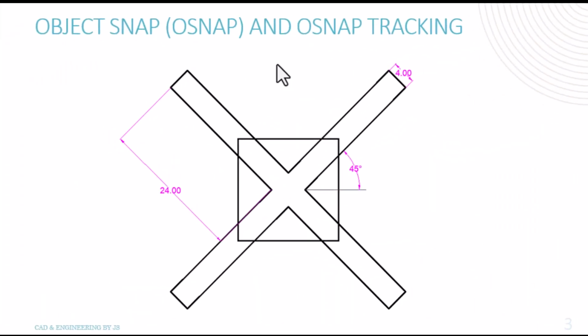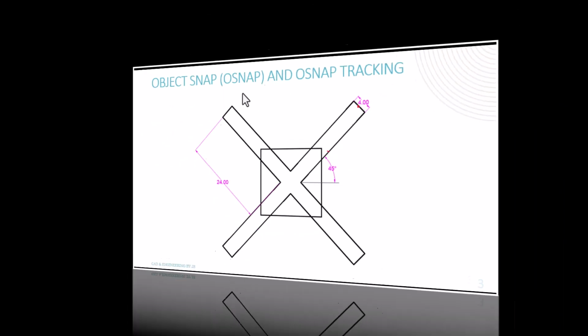Let's now illustrate how to use OSNAP tracking in AutoCAD by creating the figure shown on my screen. Pay attention that the rectangle shown in the center will be drawn, making the vertex coincident with the midpoint of the 4-inch side and the 24-inch side. So we're going to use OSNAP tracking to track those 2 points.